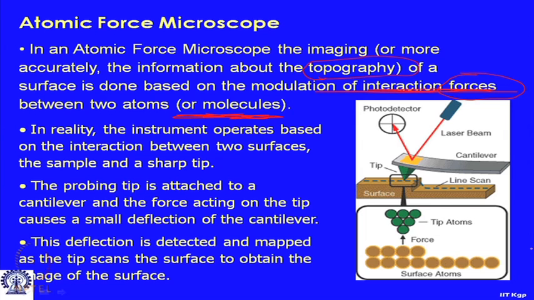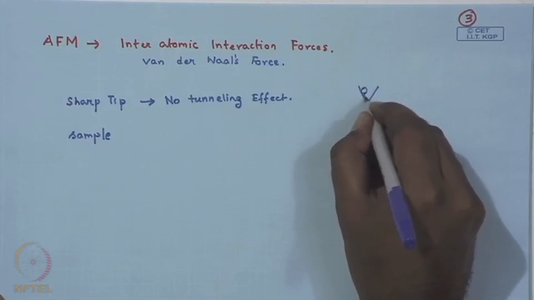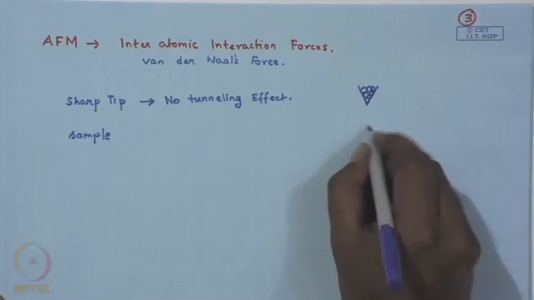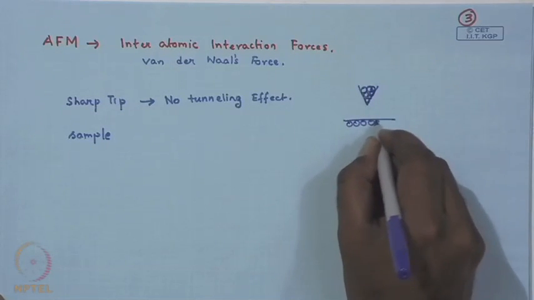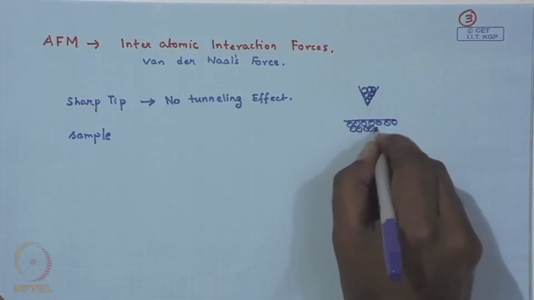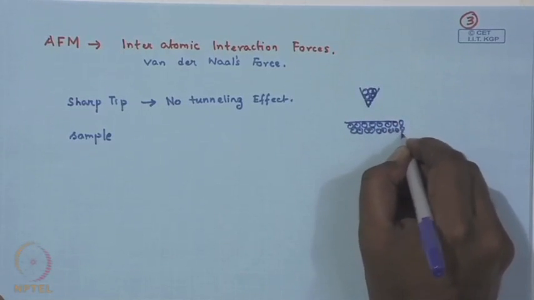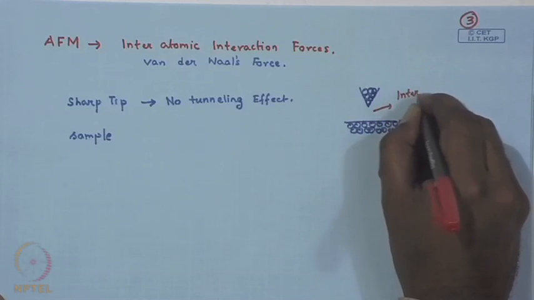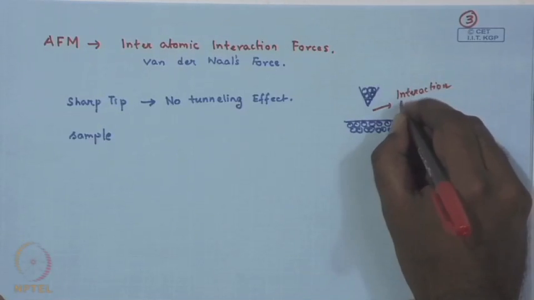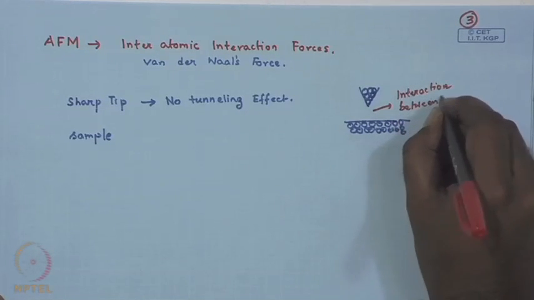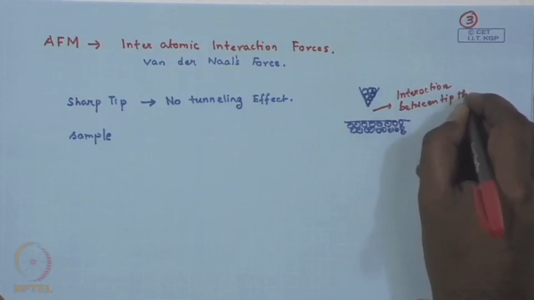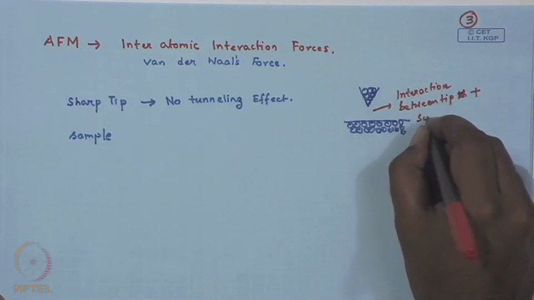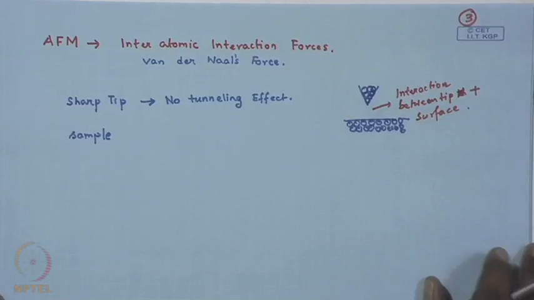So, this is in a nutshell the heart of an AFM, the operating heart. So, here you have a tip. So, here you have molecules, and here you have the surface molecules. Okay. So, the instrument essentially works based on interaction between the tip and the surface. Okay.